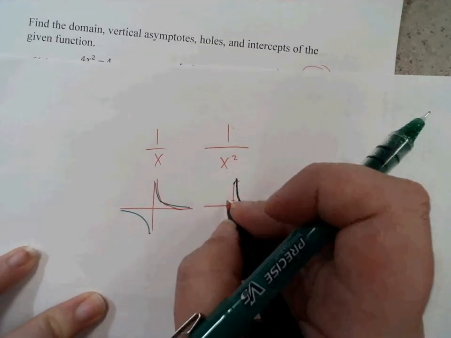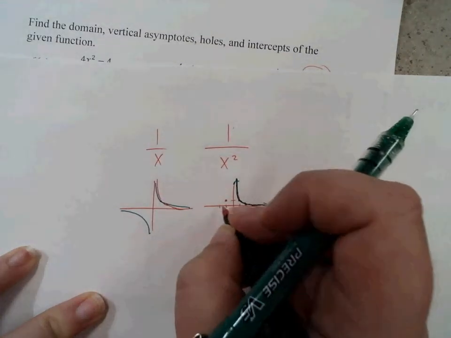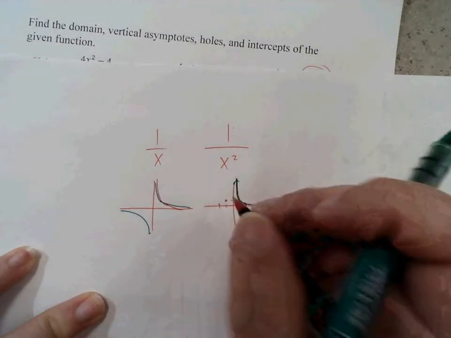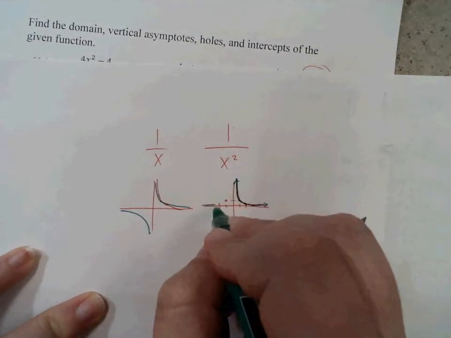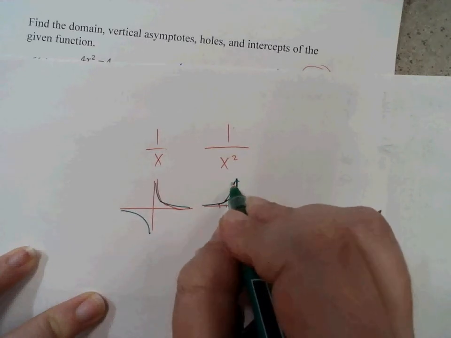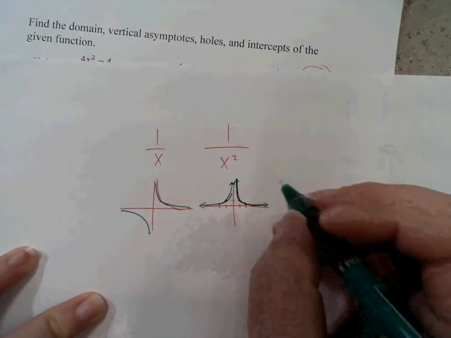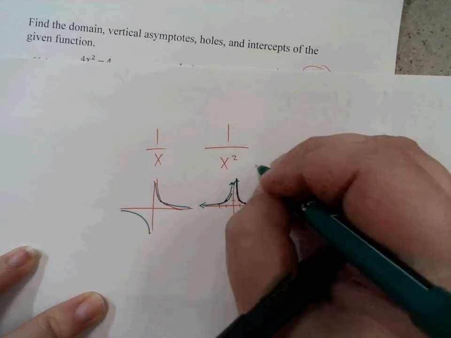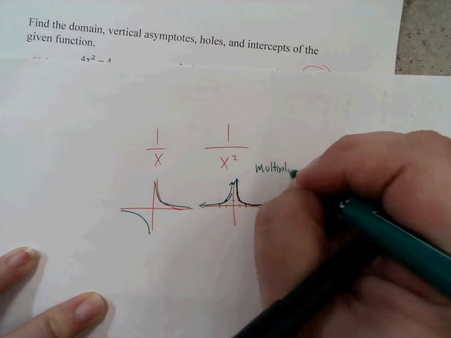If I plug in -1, -1 squared is 1. It's up here at 1 again. If I plug in -2, I get positive 1/4 again. So in fact, I hope you guys remember it, but we talked about bouncing versus crossing. The vertical asymptote has a multiplicity of 2.